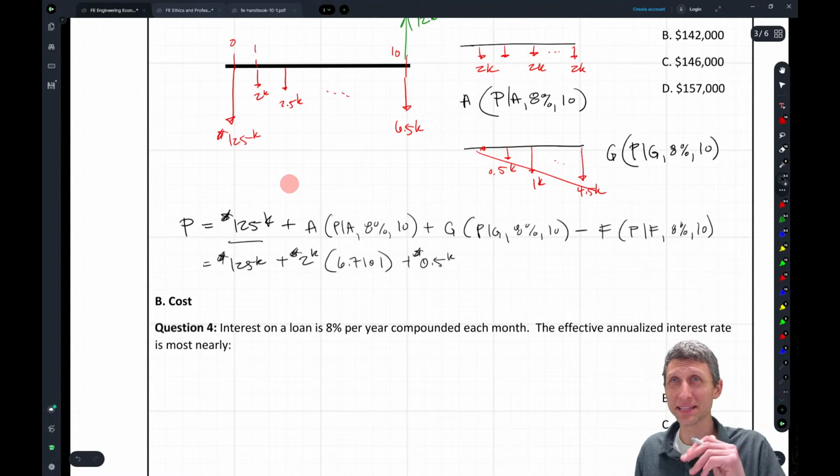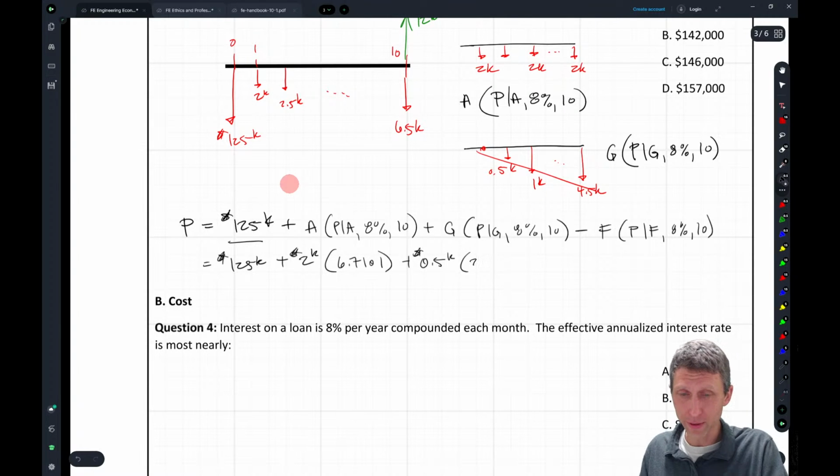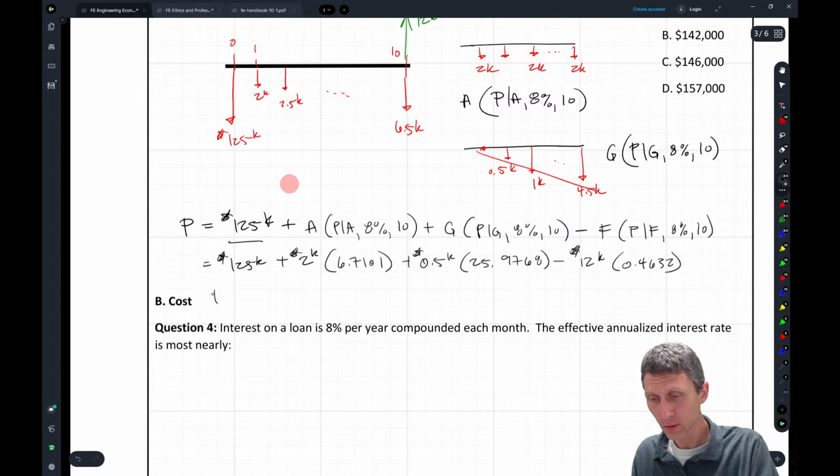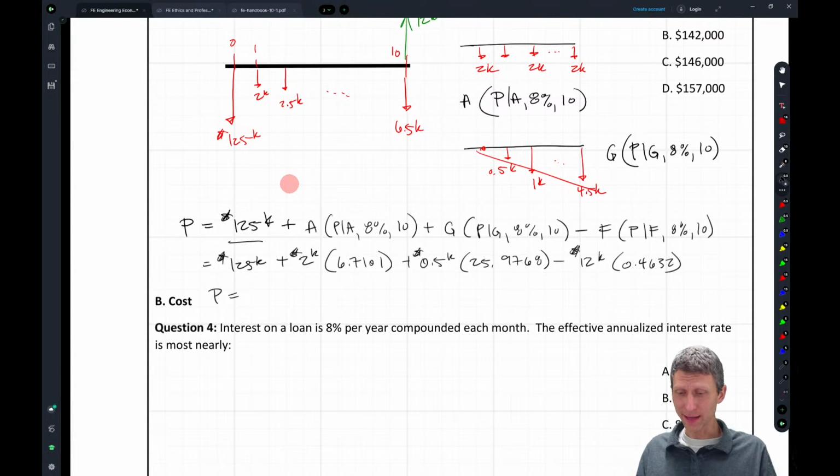And I'm just keeping this in thousands for now, just because it's 3 less zeros to write every time. But that was 25.9768. And then we're going to subtract here the 12,000 times the factor of 0.4632. So this P, the present value, hopefully I did this right, but I double checked it, so I normally haven't been making too many terrible mistakes.